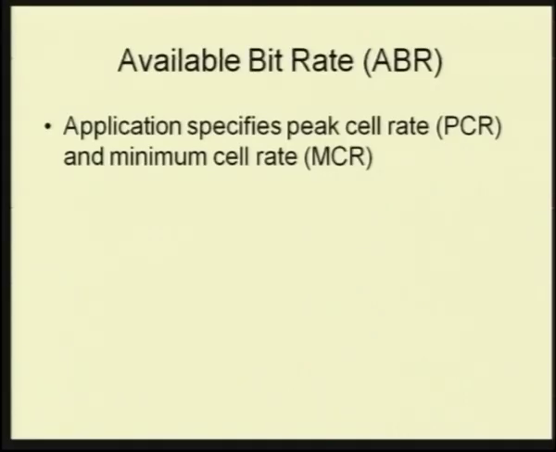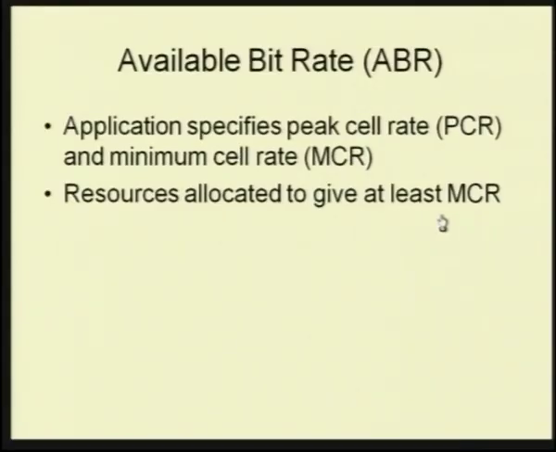Okay. The available bit rate category, now this we said tries to use whatever available bit rate is there, but here again you specify what is the peak cell rate and what is the minimum cell rate that is acceptable. So, you will have to say, minimum I need so much cell rate, otherwise I will not be able to transmit my data, and this is the peak cell rate, that is, I will definitely not send more than this particular rate. Okay. So, this is how the available bit rate will be specified.